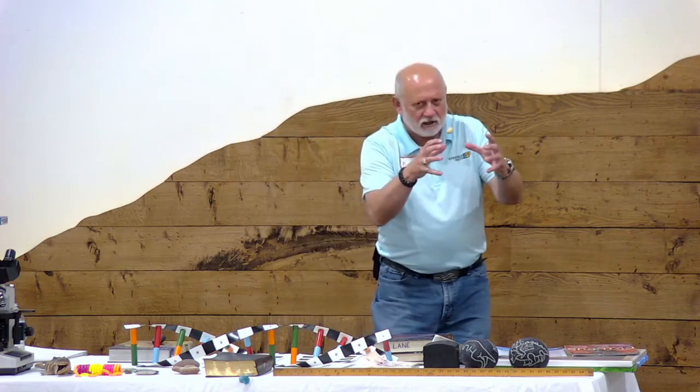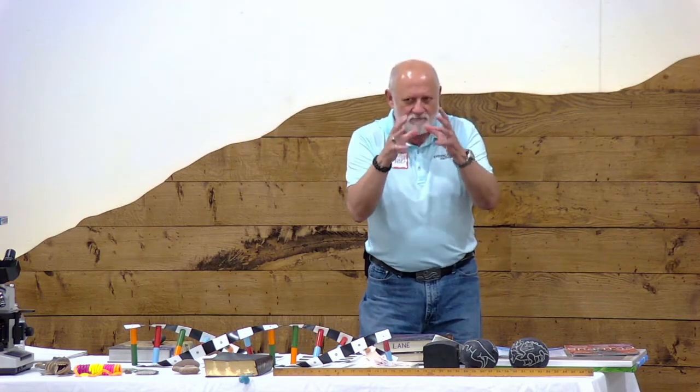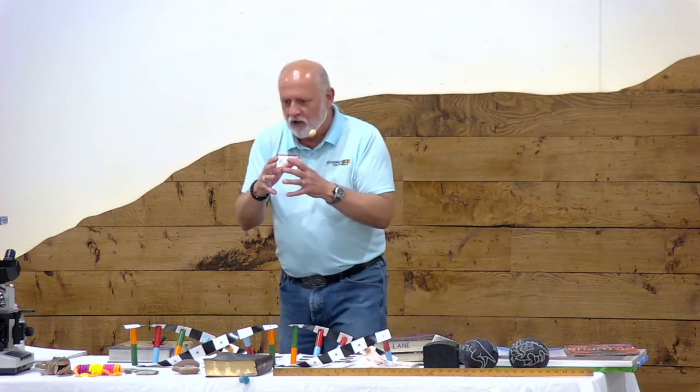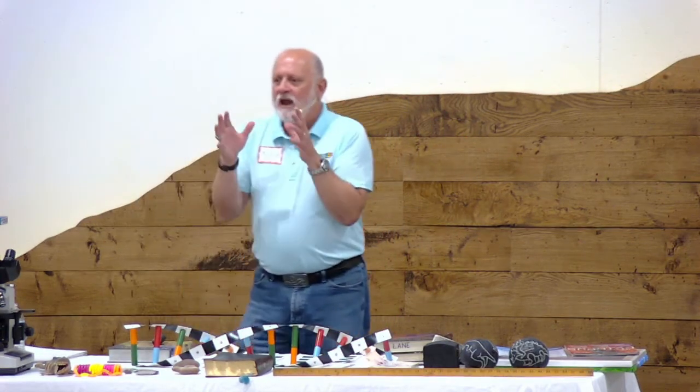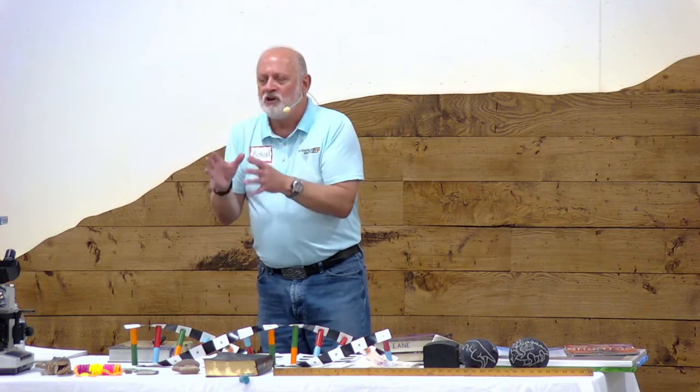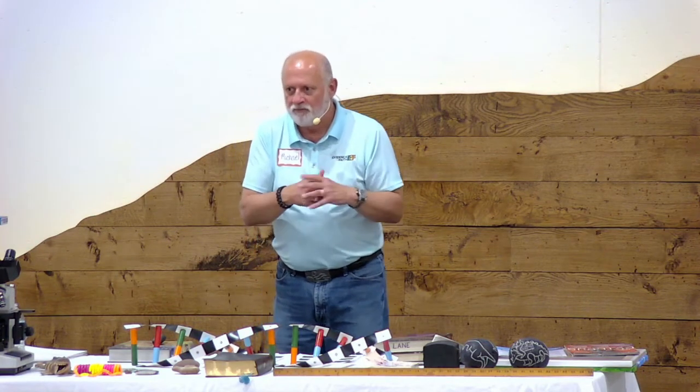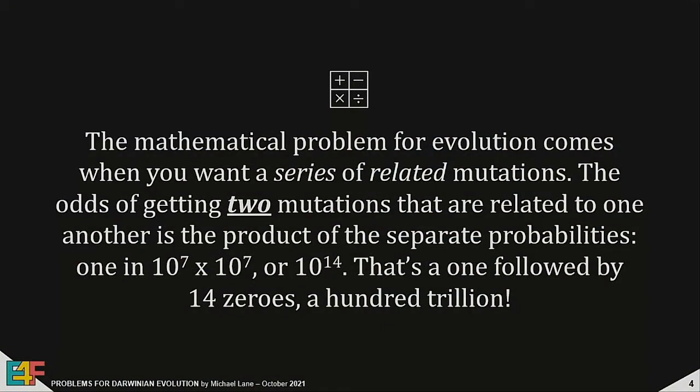Mutations are the main pillar, outside of time, of Darwinian evolution and theistic evolution. We have to have these mutations occur, and they've got to be beneficial. There's a mathematical problem, though, for evolution when you want a series of related mutations. If we're going to start with, say, to use a very basic example, an earthworm, and we want it to change into a grasshopper over millions of years, we have to make changes in its DNA to get it to be like this. And that's what evolution is saying.